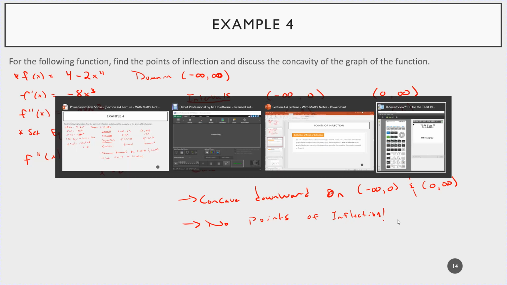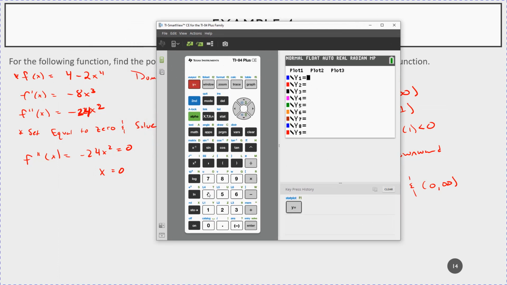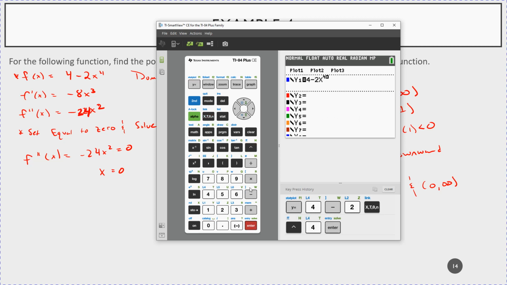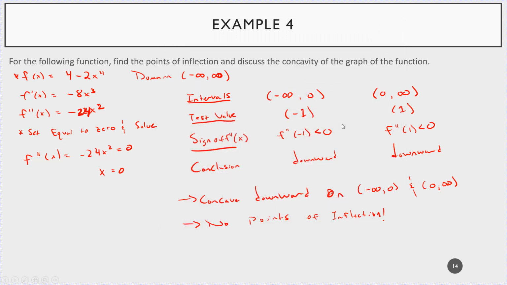And look, let me show you the graphing calculator for this. If you see here, the slope of the tangent line is always going to be falling. So as you go left to right, the slope is always falling. So in this case here, it's okay for the second derivative to be equal to 0, but that doesn't necessarily mean there is a point of inflection.